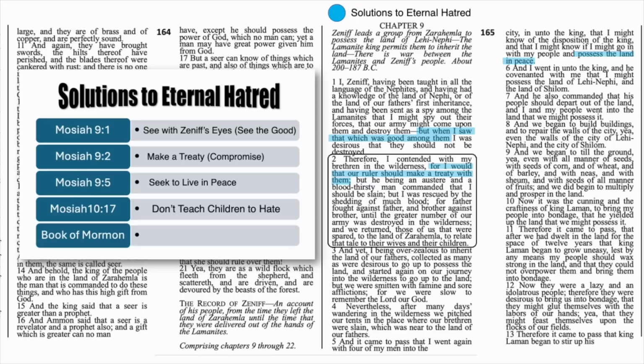Modern examples of this: when Anwar Sadat of Egypt decided to make peace with Israel, he was assassinated. But who assassinated him? Israelis? No, some of his own people. When Yitzhak Rabin wanted to make peace with the Palestinians, he was assassinated. By who? Palestinians? One of his own people.